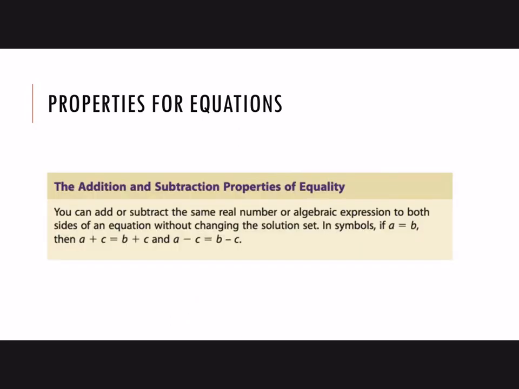So how do we transform these equations? Well, we have all of the properties of real numbers that we can use, but we need something else. We need properties for equations. So here are the first two, addition and subtraction properties of equality. And these are the rules that let you add or subtract something to both sides of the equation. And I'm sure you've heard variations of this when you've learned how to solve equations.